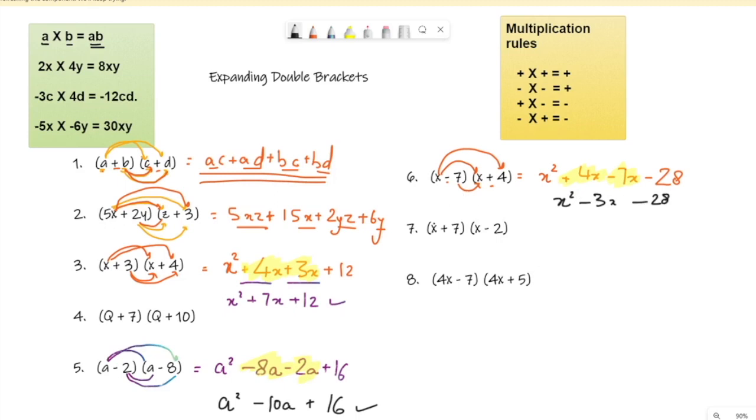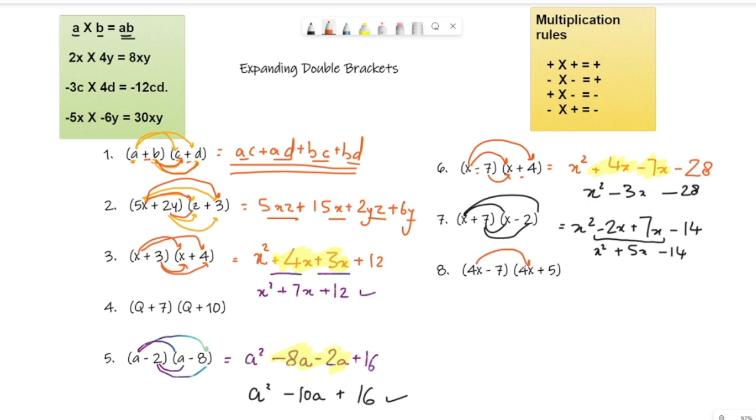Let's do the next one. X times x is x squared. Then x times 2 is 2x but a negative 2x. 7 times x is 7x, positive 7x. And 7 times 2 is 14 and negative 14. I can bring negative 2 and positive 7 together. It will be positive 5x. X squared will be same. 14 will be same. And now the last one.